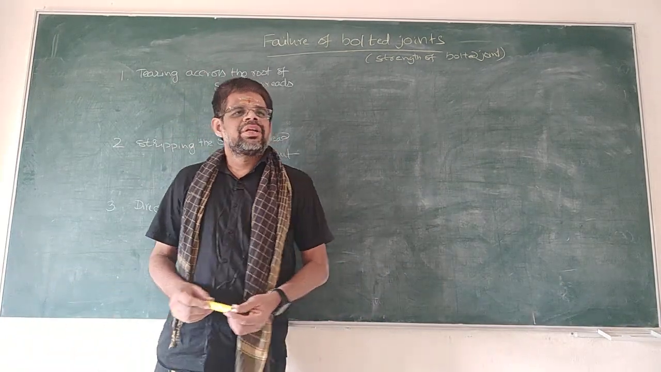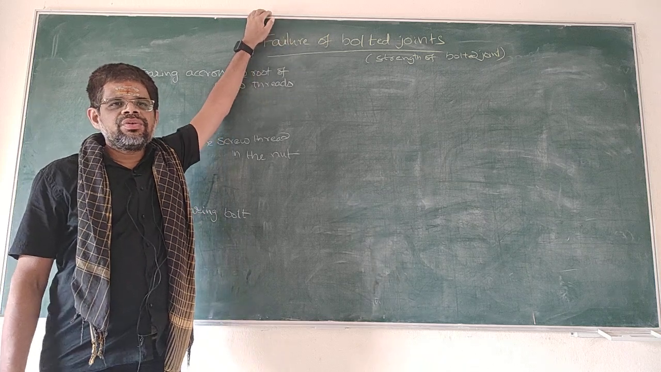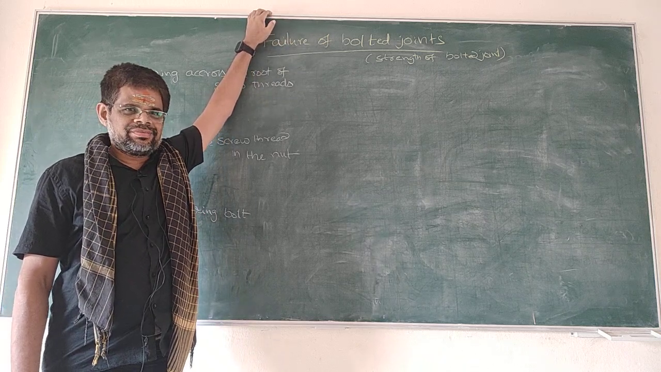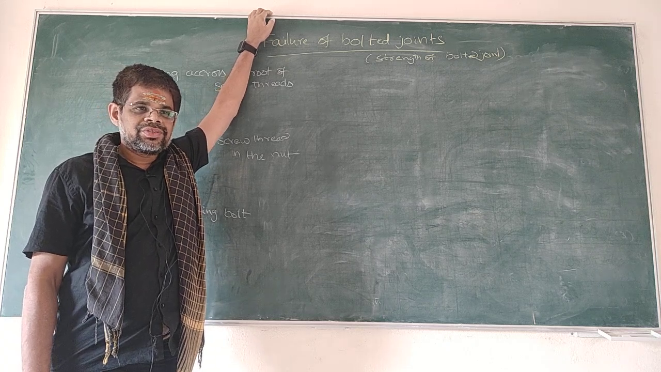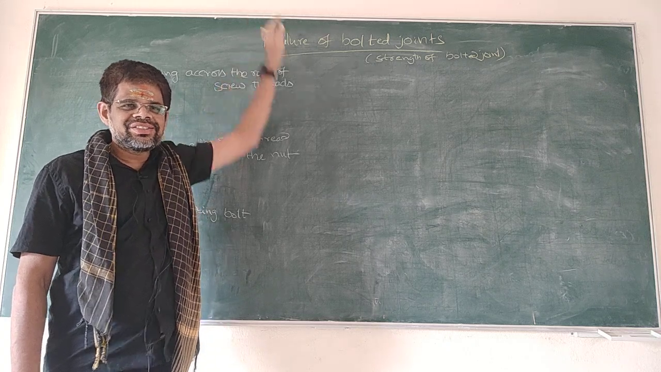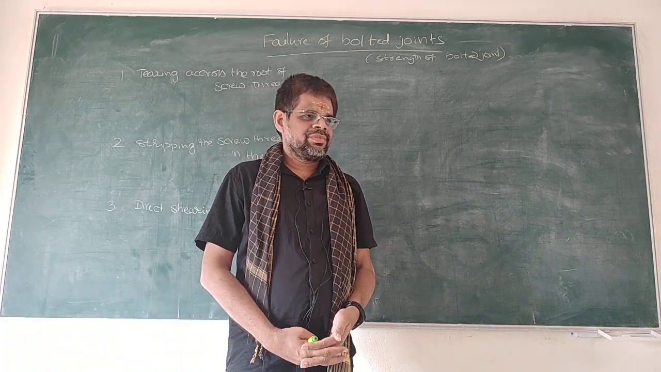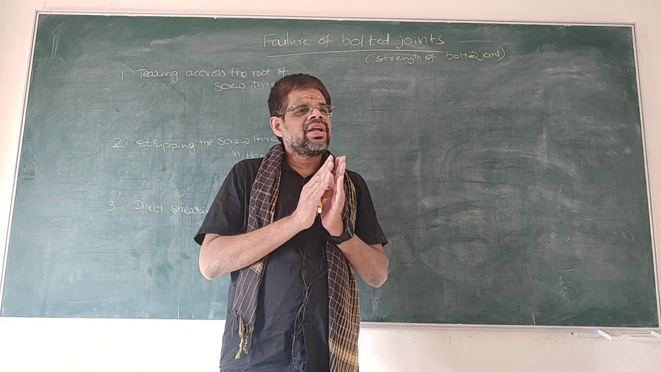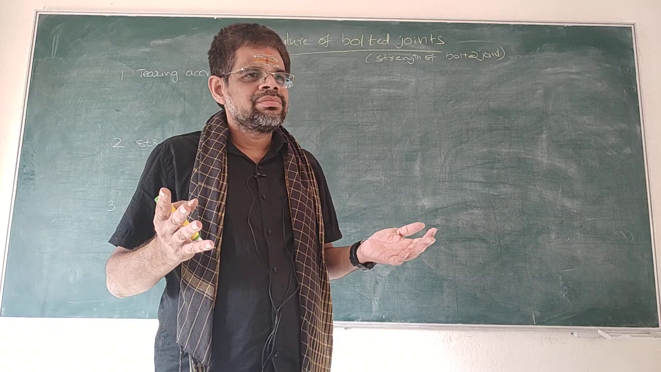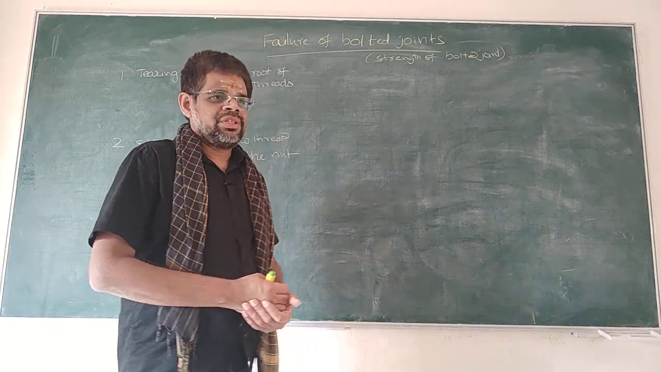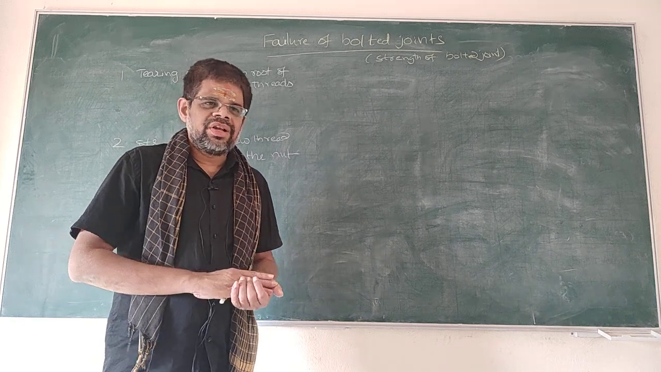Hi all. Now we shall discuss the failure of bolted joints. What do you mean by failure? What is the function of a bolted joint? To join two members. If such joined members are separated without your intention, what does it mean? It is nothing but failure. If the bolted joint is broken, then it is failure.